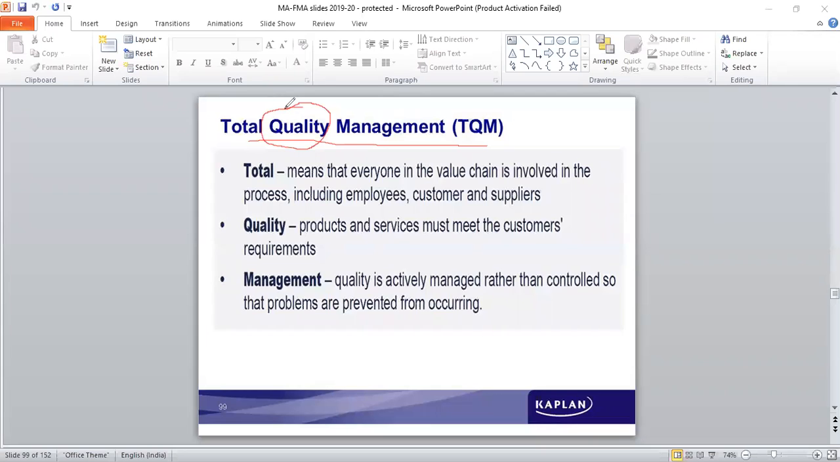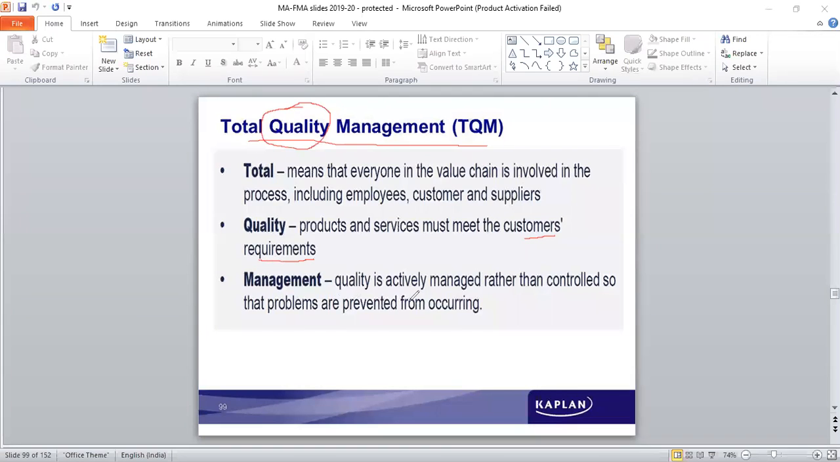Total quality management. Total means that everyone in the value chain is involved in the process, including employees, customers, and suppliers. Quality products and services must meet the customer's requirements. So there can be no flaw, everything should be perfect, no defective, no excuse. Everything should be according to the customer's expectation and requirement.